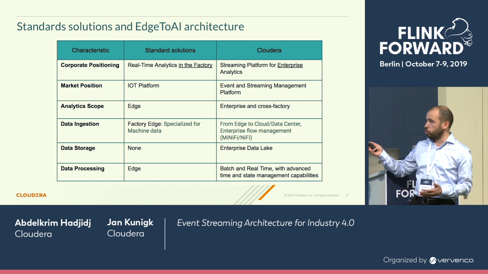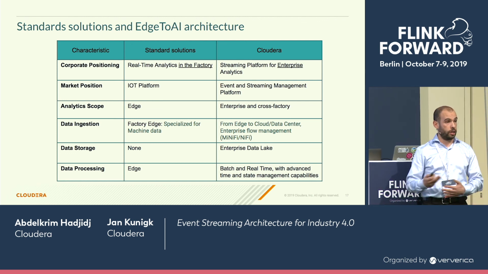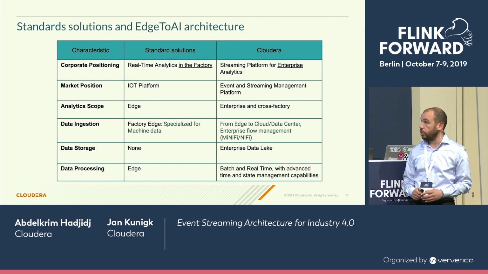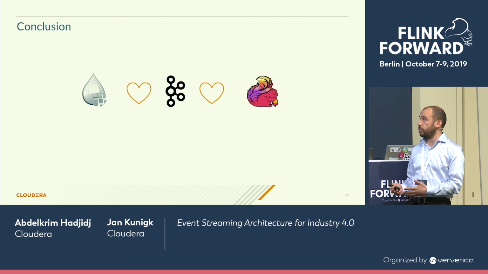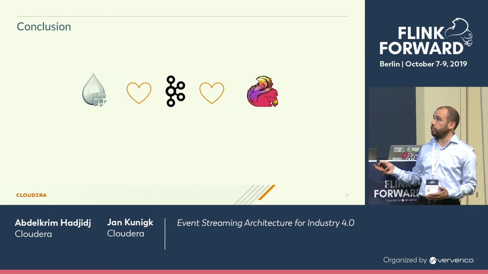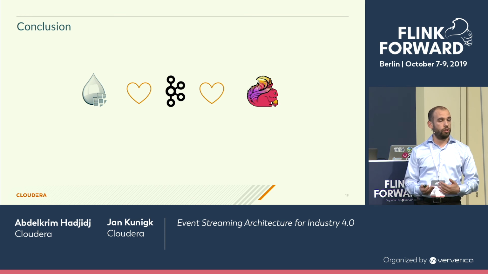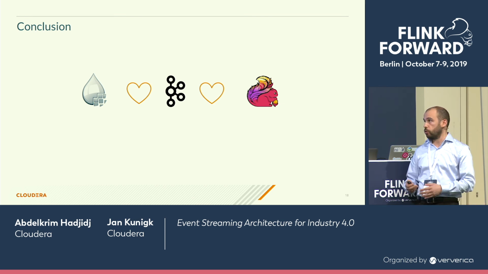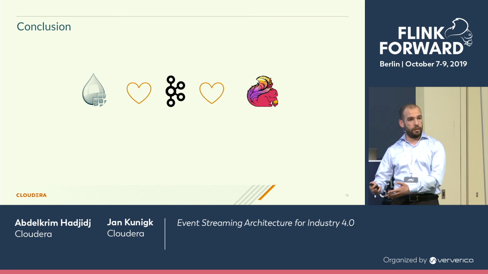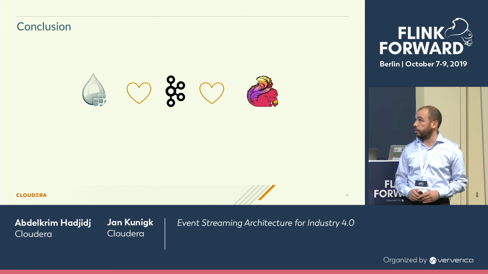And then we have the storage and the processing, which can be batch or real time, depending on the use case. So for us and for this community, you already know Apache Flink and Apache Kafka, you know that they work together. So here we are also bringing NiFi to bring the data to Flink and Kafka.